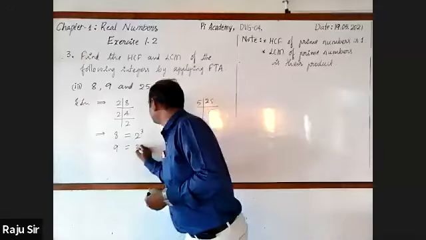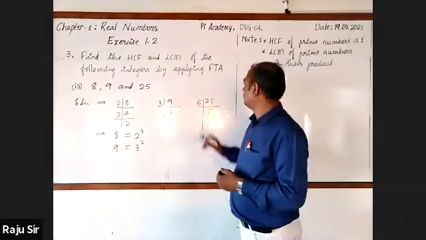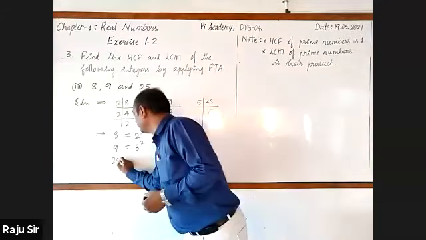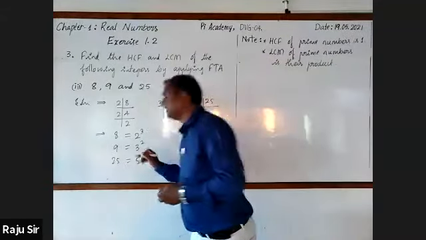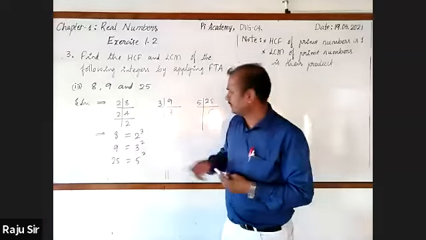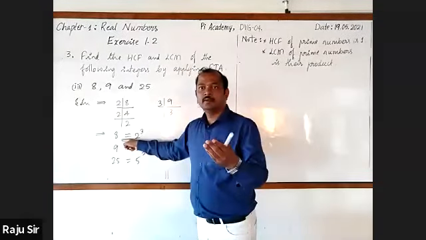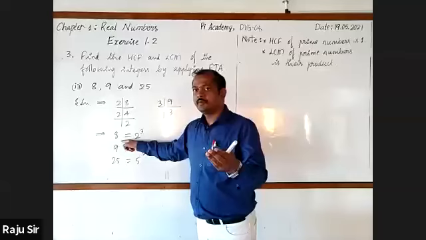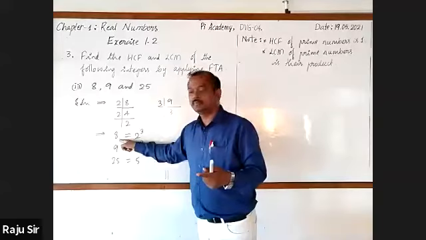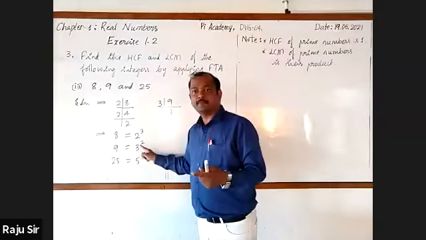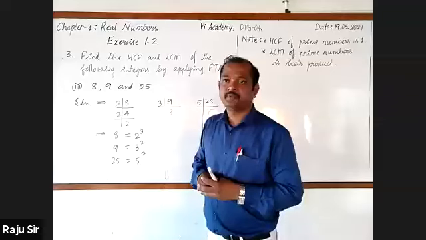9 is 3 square, and 25 is 5 square. Here also, one of the very interesting things is: 8 is what type of number? A cube number. Very good. 8 is a cube number, and 9 is a square number, a perfect square.